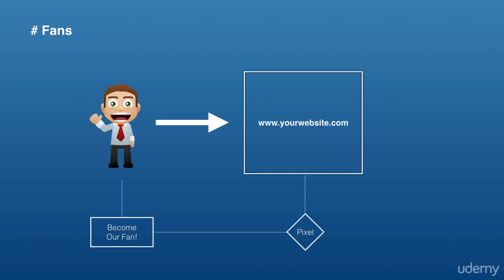Let's take a look at a simple example. You're sending a visitor to your website, and on that website you have a retargeting pixel installed. Then you can create a retargeting ad, reach out to that website visitor again a few hours later or a day or 2 days later and tell them, hey, how about becoming our fan? This is a really great way to build up a relevant fan base very quickly.